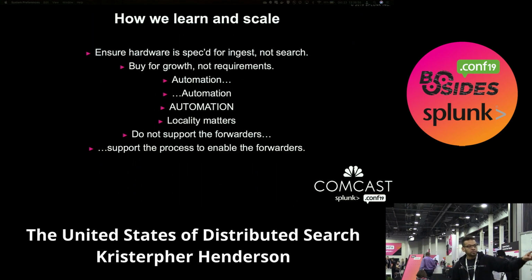I want to touch on this one real quick. Locality matters. Our data centers are spread across the United States, and we have them in very unique places for a reason. We have them close to the forwarders. If we have forwarders in a specific region, the indexers are there. If it's in the east, they're in the east. If it's in the central, it's in the central. And if it's in the west, it's in the west. We don't really support the forwarders. There's 50,000 of them. So we try to support the process by enabling people to self-service and manage the forwarders on their own.